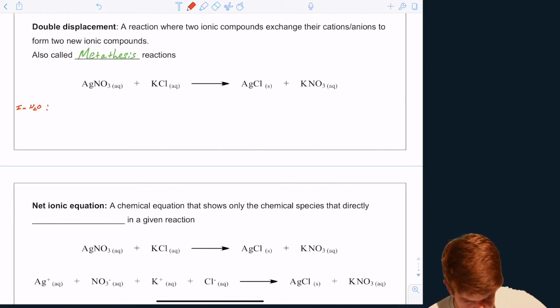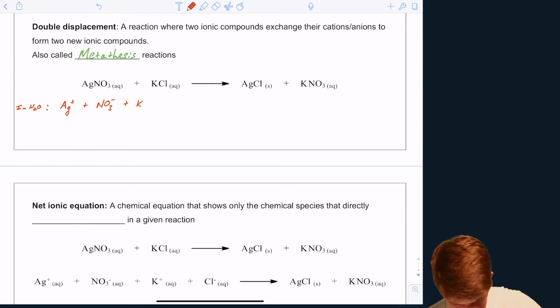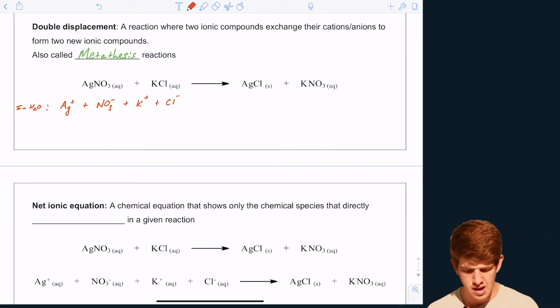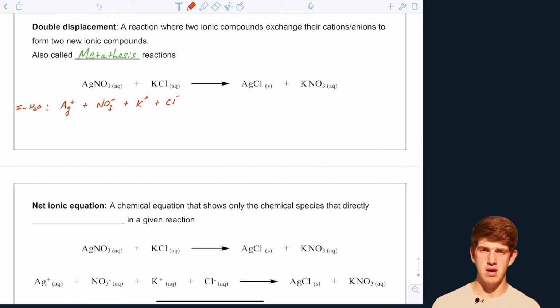I have Ag+, I have NO3-, I have K+, and I have Cl-. And these are all aqueous, meaning dissolved in water. So for these 4 ions, they are going to be in the same solution, and that gives them the opportunity to react with each other. Now, I would expect in an aqueous solution, all 4 of these aqueous ions are just going to stay aqueous. They're going to stay dissolved.